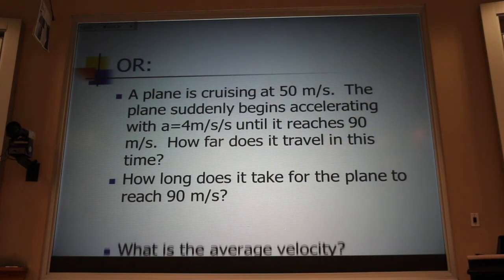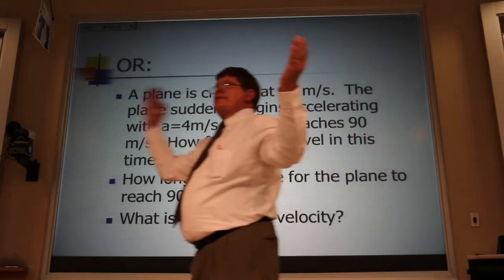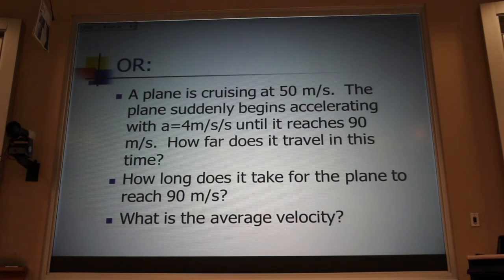Now, I don't want the fastest speed or the slowest speed. I want the average speed. If the slowest is 50 and the fastest is 90, what's halfway in between? 70. On average, this plane is going 70 meters down the road every second that goes by, and it does that for 10 seconds. How far does it get? 700 meters. You can do it with or without your brain.